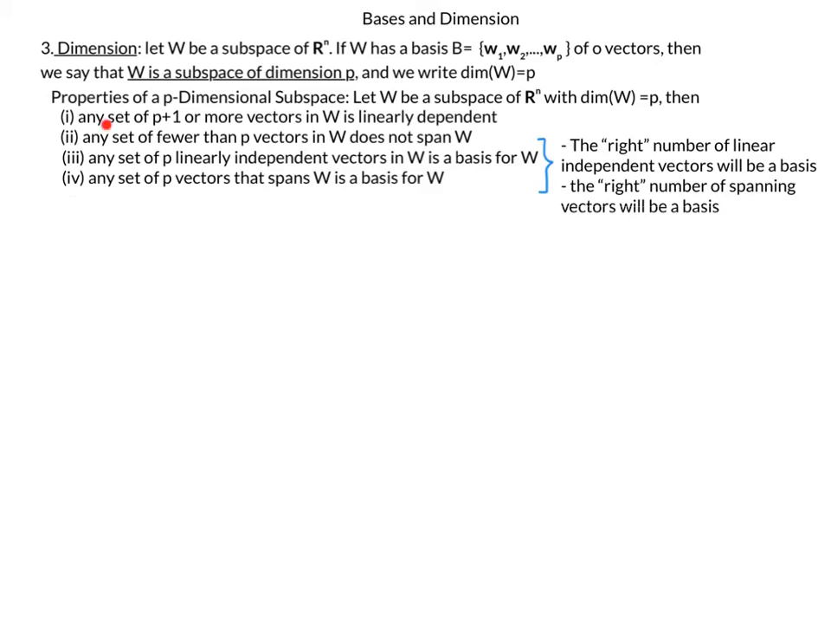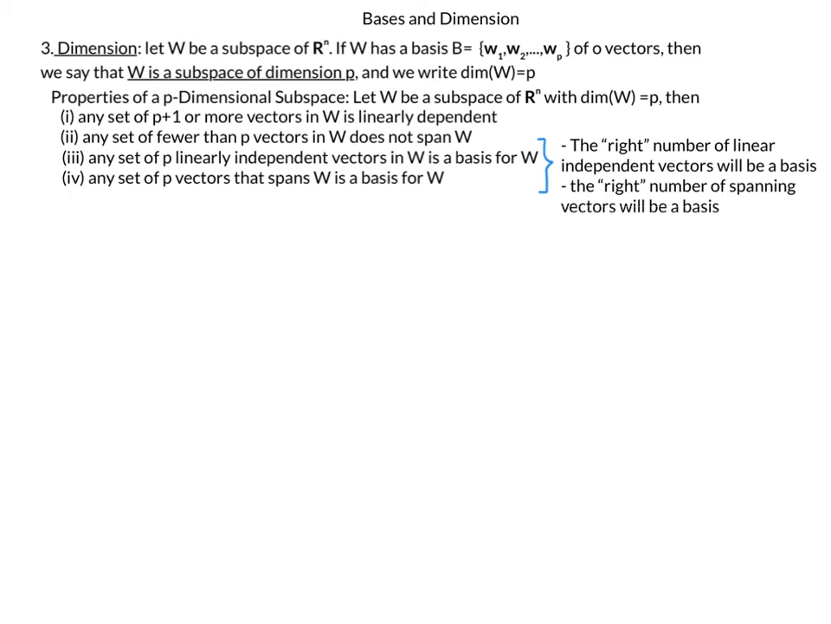The second property is any set of fewer than p vectors in W does not span W. Again, if you think of the basis, which has p vectors, as the minimum spanning set, that tells you if you take one away, you can no longer span W. And what follows are these two results, which is really nice.